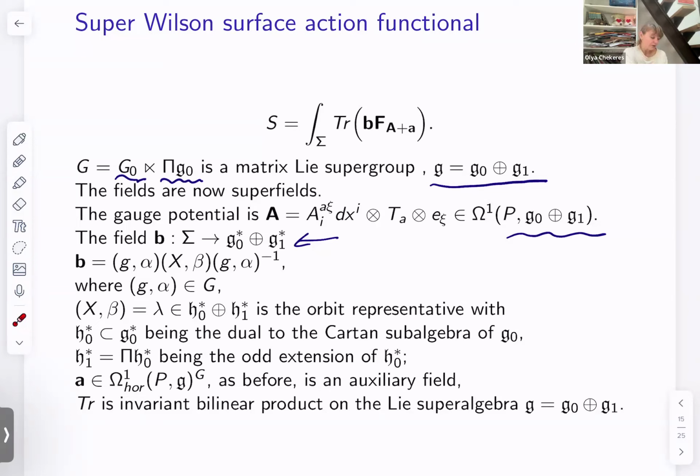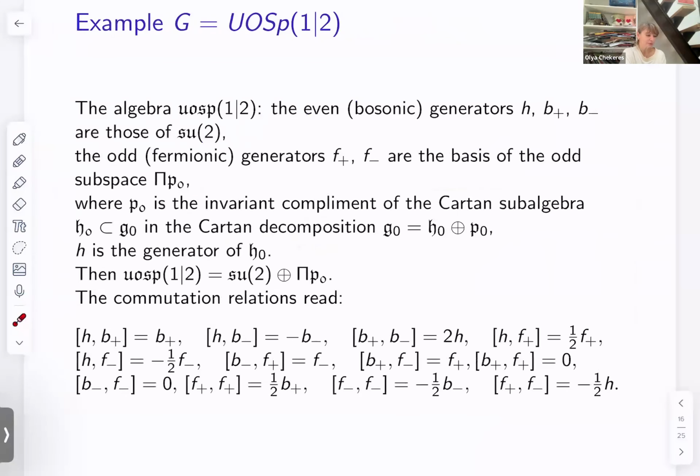And again, there is an auxiliary field, which was defined to define the Poisson sigma model, taking values in the super Lie algebra now, a one-form. And then there is an invariant bilinear product on the Lie superalgebra. So everything is redefined with respect to the super Lie algebras and super Lie groups.